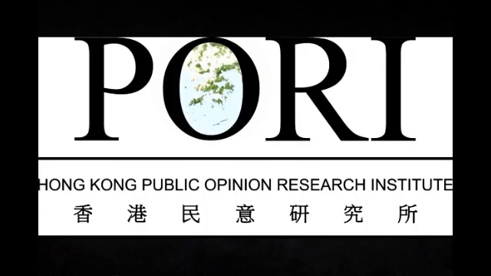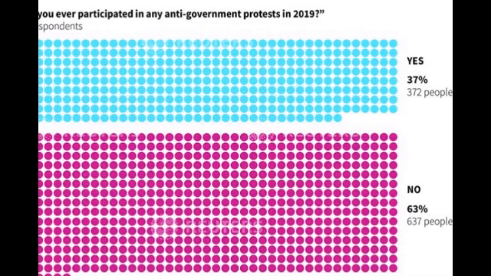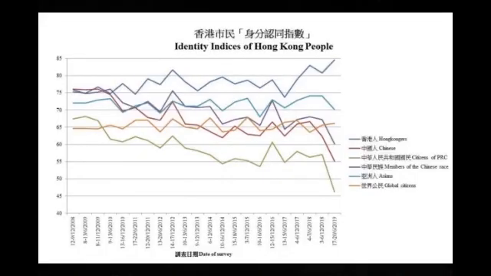According to the poll of the Hong Kong Public Opinion Research Institute, 59% of Hong Kong residents support the protest movement, with more than one third of respondents stating that they had attended the anti-government protest. They aren't Chinese. Most Hong Kong residents do not call themselves Chinese.